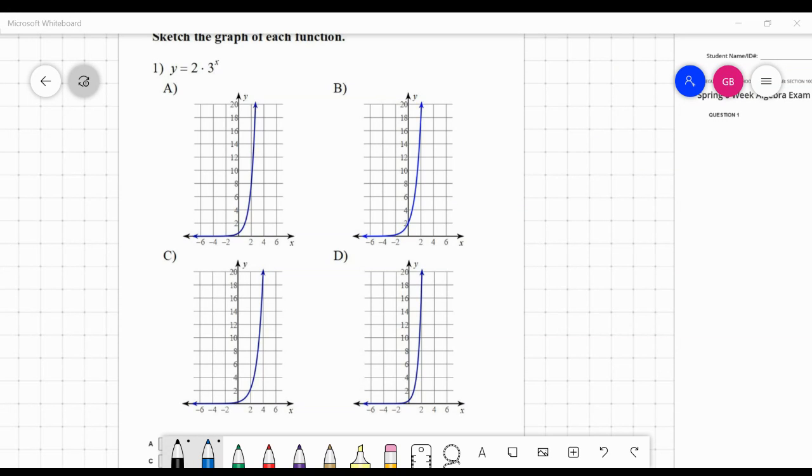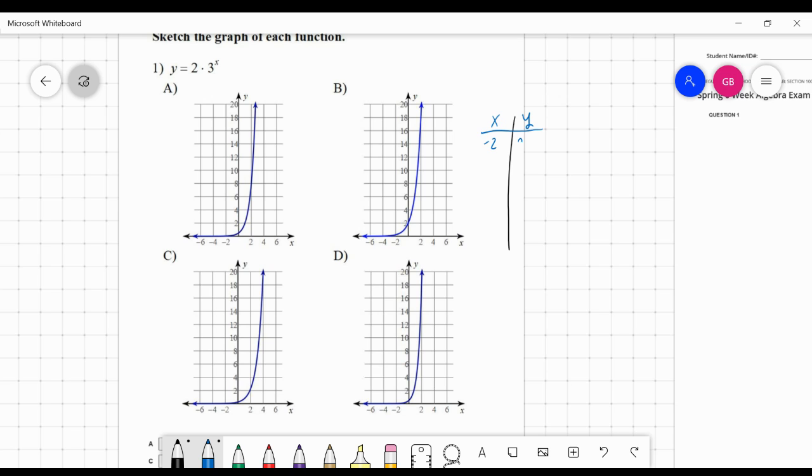Number one, sketch the graph for the function. So we have y equals 2 times 3 to the x power. I'm going to make a table of values to match up the equation with the correct graph. So start with -2.